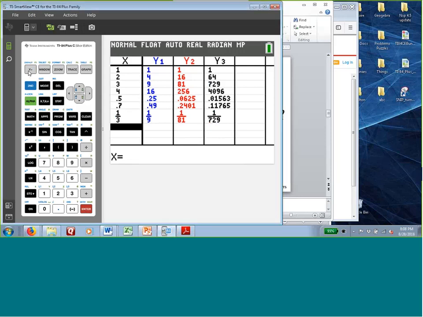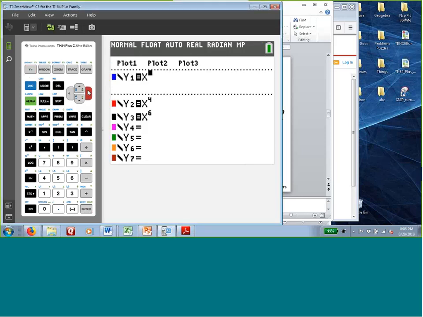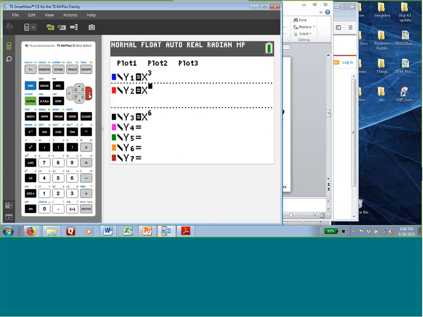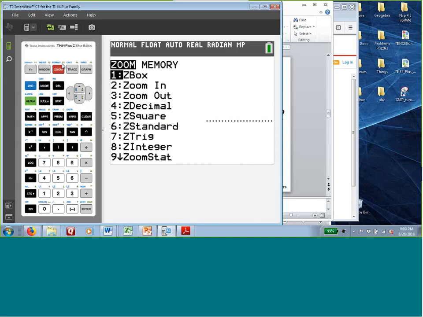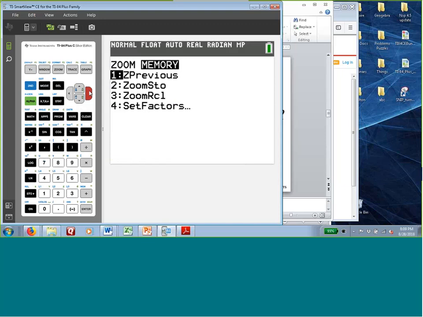Then, of course, we want to also investigate our odd powers. So we're going to take a look at what happens when we look at x to the 3rd, 5th, and 7th. And students would hopefully notice some of the same behavior. Just one thing I want to mention here, I could go right back to zoom decimal, but if you had a window you were working with, you can go to zoom memory and choose number 1, zoom previous.